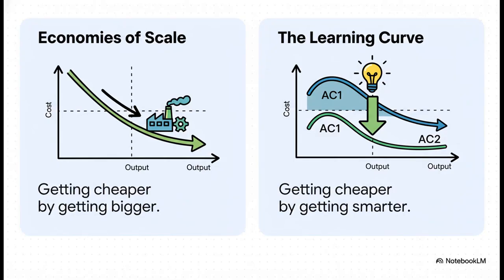And this is such a critical distinction that people often get mixed up. Economies of scale is about getting cheaper by getting bigger, right? It's like you're moving to a lower point on your current cost curve. But learning is about getting cheaper by getting smarter and more experienced. It causes your entire cost curve to shift down. This means that even if you're producing the exact same amount as last year, it costs you less to do it simply because your organization has gotten wiser.